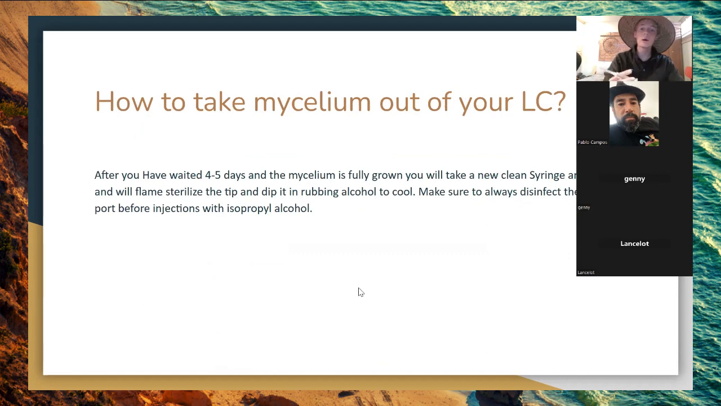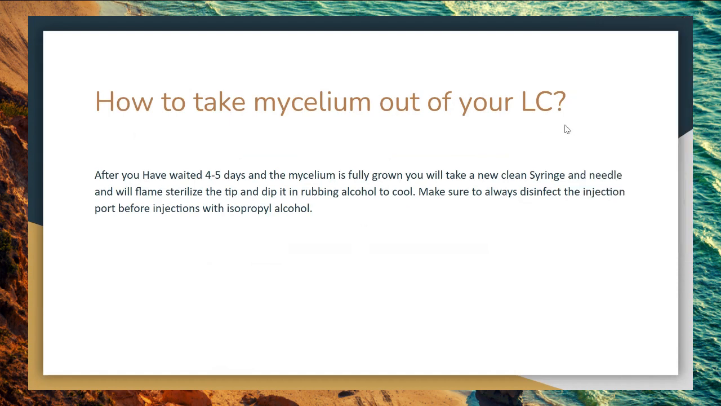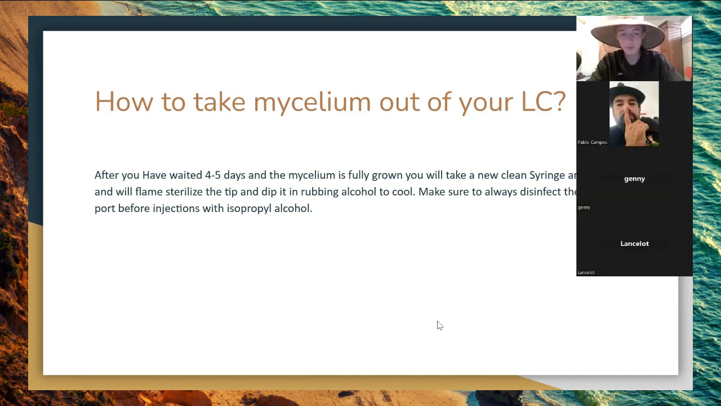Now, how to take mycelium out of your LC after you have waited 4 to 5 days and the mycelium is fully grown. You will take a new clean syringe and needle, flame sterilize the tip, and dip it in rubbing alcohol to cool. Make sure you always disinfect the injection port before injections with isopropyl alcohol.